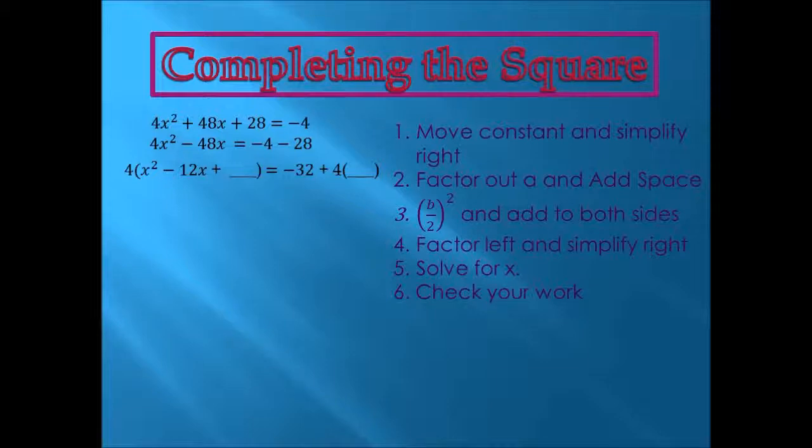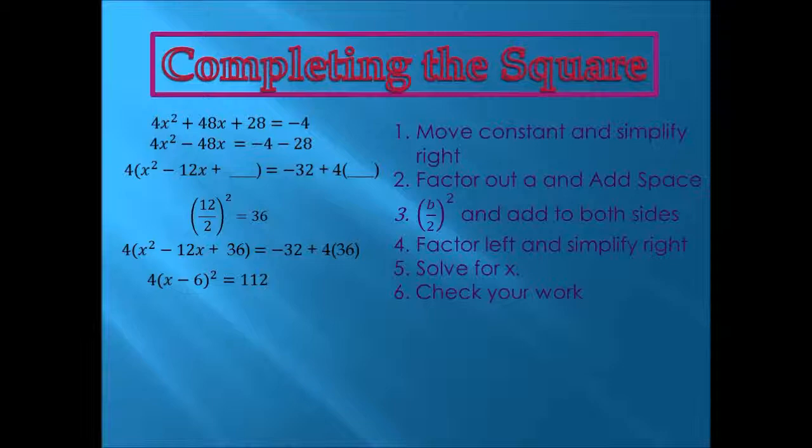So what we have to do on the other side is also multiply it by 4 to keep both sides equal. So then we keep going, and we have b divided by 2 squared, and our b is 12. So when we do 12 divided by 2 squared, we get 36, and we're going to add this to both sides. So we factor out the left and simplify the right. When we factor out the left, we get 4 times x plus 6 squared. Again, your 6 doubled should give you 12x, and 6 squared should give you 36. And we get negative 32 plus 4 times 36, which gives you 112 for the right.